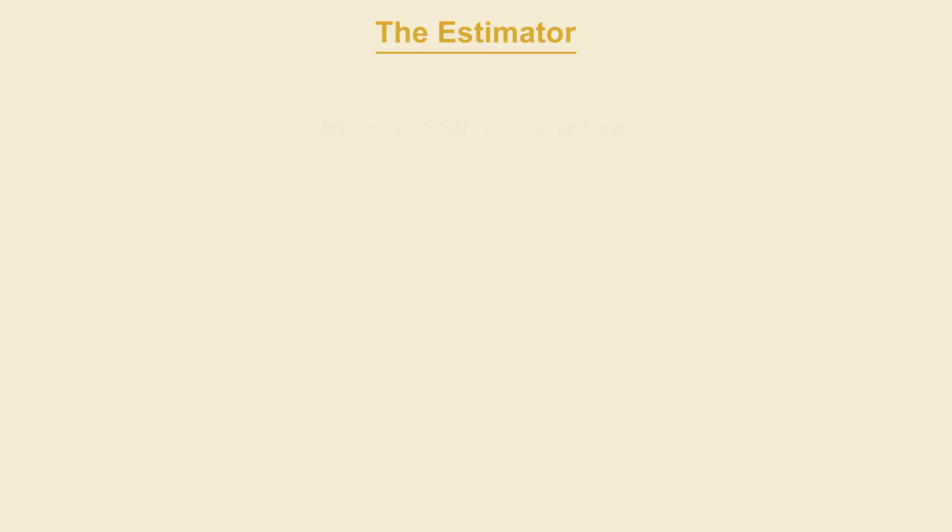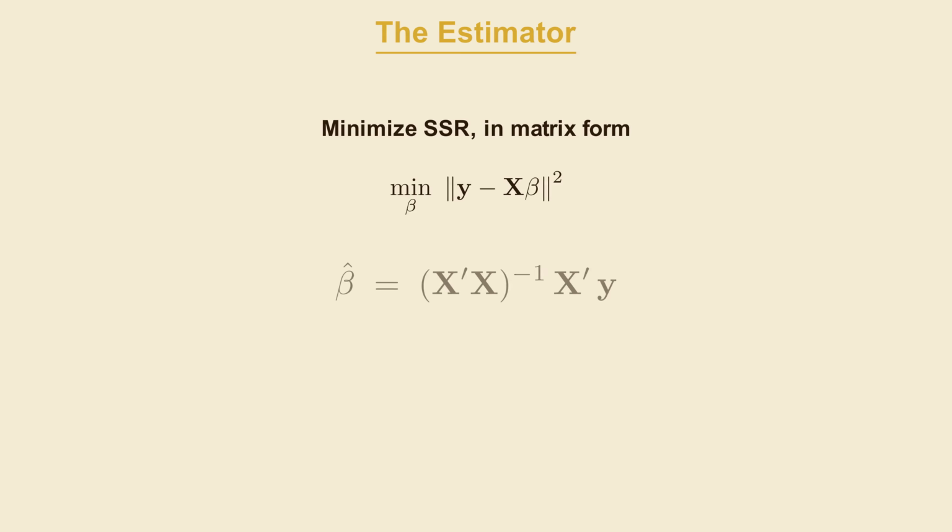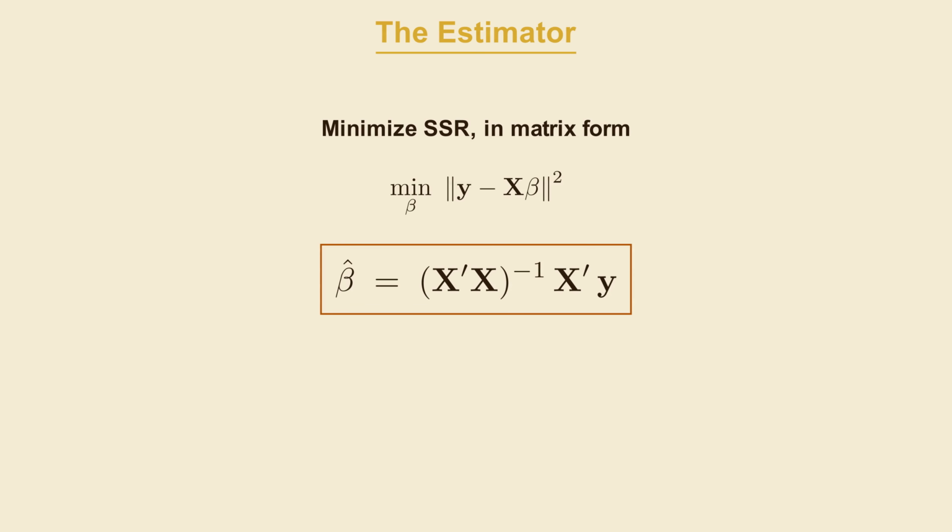Now we want the best fitting coefficients. Using the same OLS criterion as before, we're minimizing the sum of squared residuals. We carry that minimization through in matrix form, and you land on the formula that runs all of the regression. Beta hat equals (X transpose X) inverse times X transpose y.